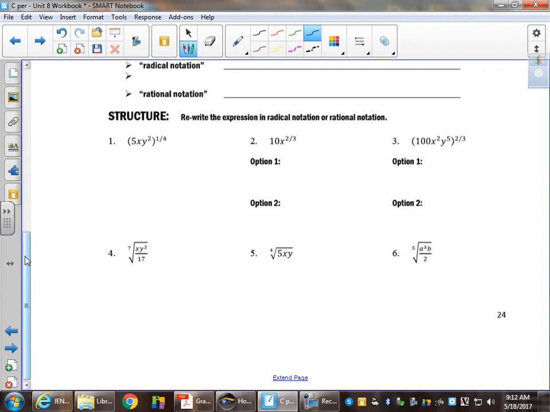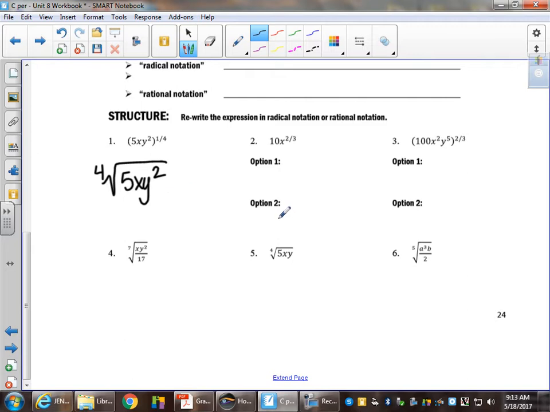For structure, we're asked to rewrite. Number one, how am I going to rewrite this? What root do we have? Fourth root of 5xy squared. If I was just asked to rewrite, do I go any farther past that? No. So for number two, I need to clarify. We had a conversation yesterday, and we weren't paying attention to parentheses.